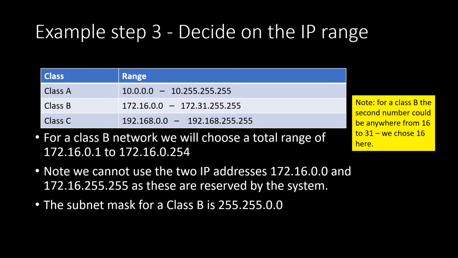172.16.0.254. The reason why we pick that range is because we're not allowed to use the bottom address of 172.16.0.0, and we can't use 172.16.255.255. So we could actually have gone to 255 for the 172.16.0.254, but in this case we're playing it safe. And of course the subnet mask from the previous slide you should know for a class B network is 255.255.0.0.